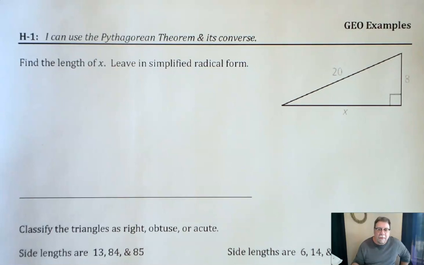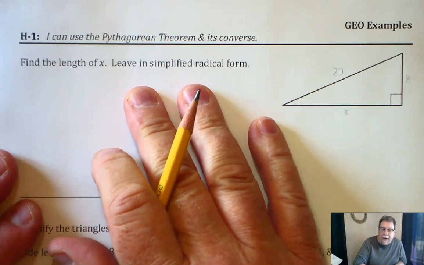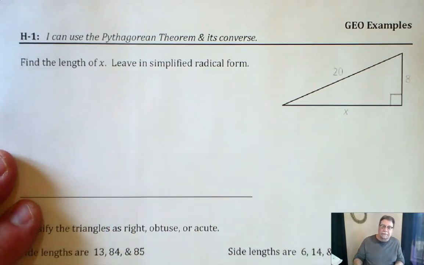Okay, folks, hello there. We're going to take a look at the examples here. First of all, starting off with the Pythagorean Theorem. We are going to solve this one, leaving our answer in simplified radical form. So let's show you how to do that.